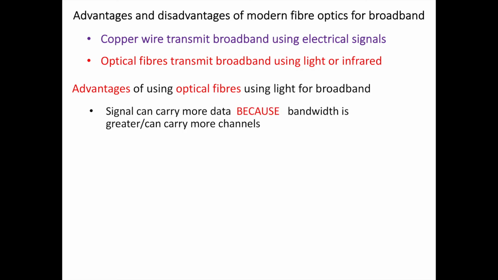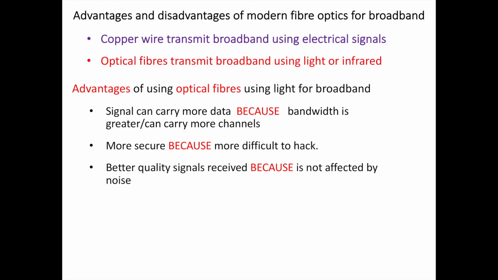So the first one is the signals can carry more data. And the linked pair with that is because the bandwidth is greater or frequencies are broader. The second one is it is more secure because light cannot be hacked. Electrical signals give out electromagnetic radiation, radio waves, which if you put a detector next to the copper wire, you can pick up that signal. That doesn't happen with light.